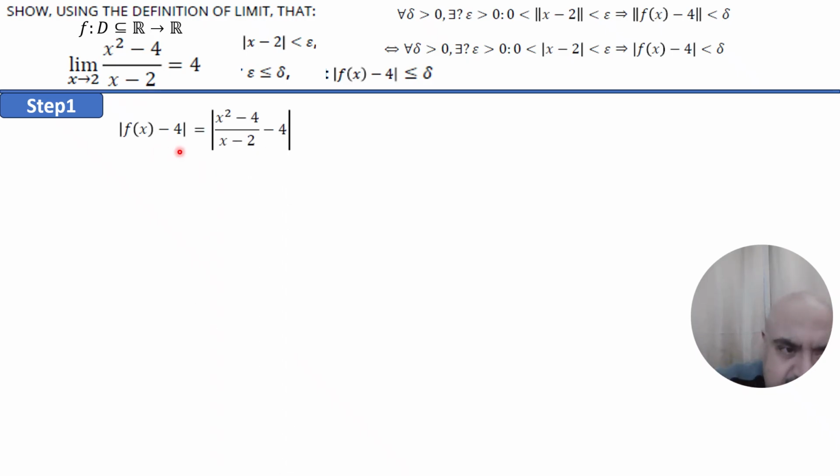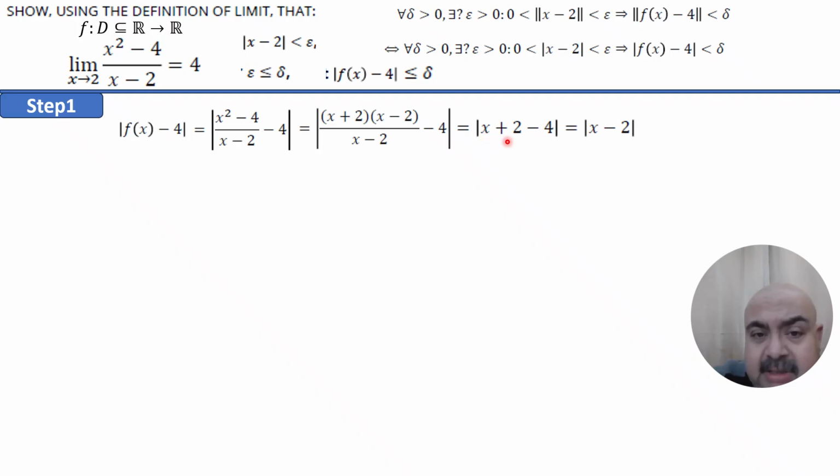Now, |f(x) − 4|. All I have to do is replace f(x) by its value, which is (x² − 4)/(x − 2) − 4, and I'm taking the absolute value of this. So all I have to do is get a common denominator for both terms and factorize the numerator. So I would have (x + 2)(x − 2)/(x − 2). I can actually eliminate the two brackets together, x − 2 over x − 2, and I will end up having x + 2 − 4, which is x − 2. That's the main value.